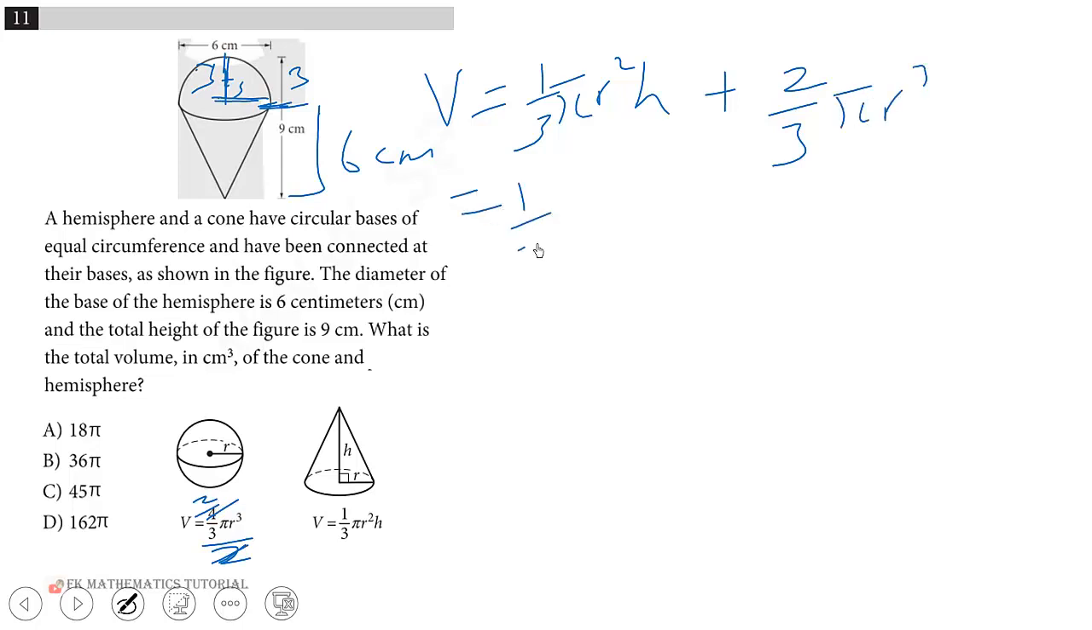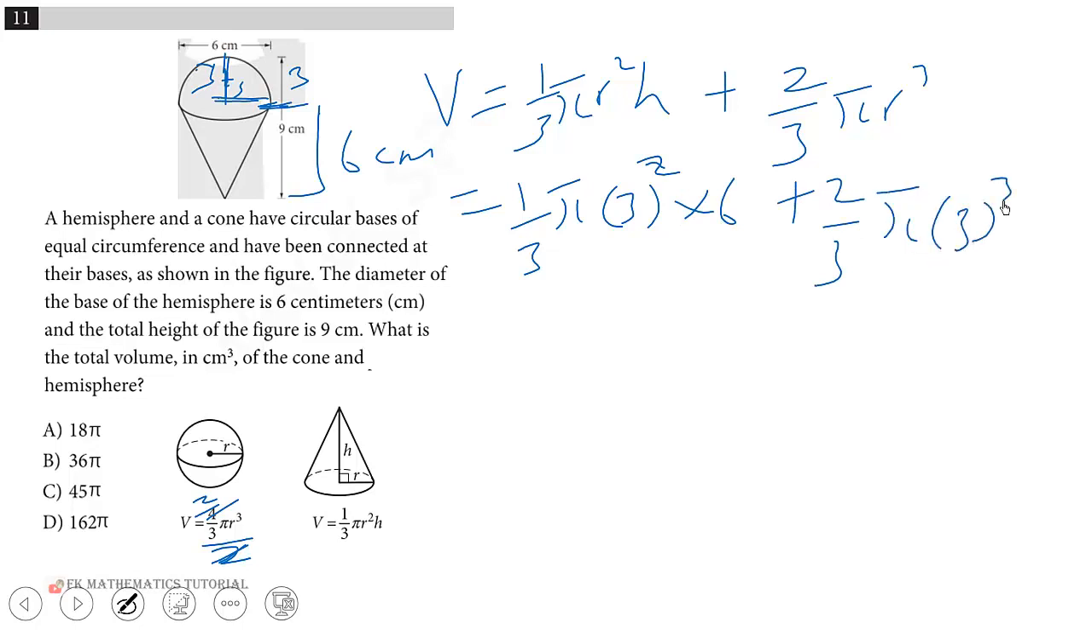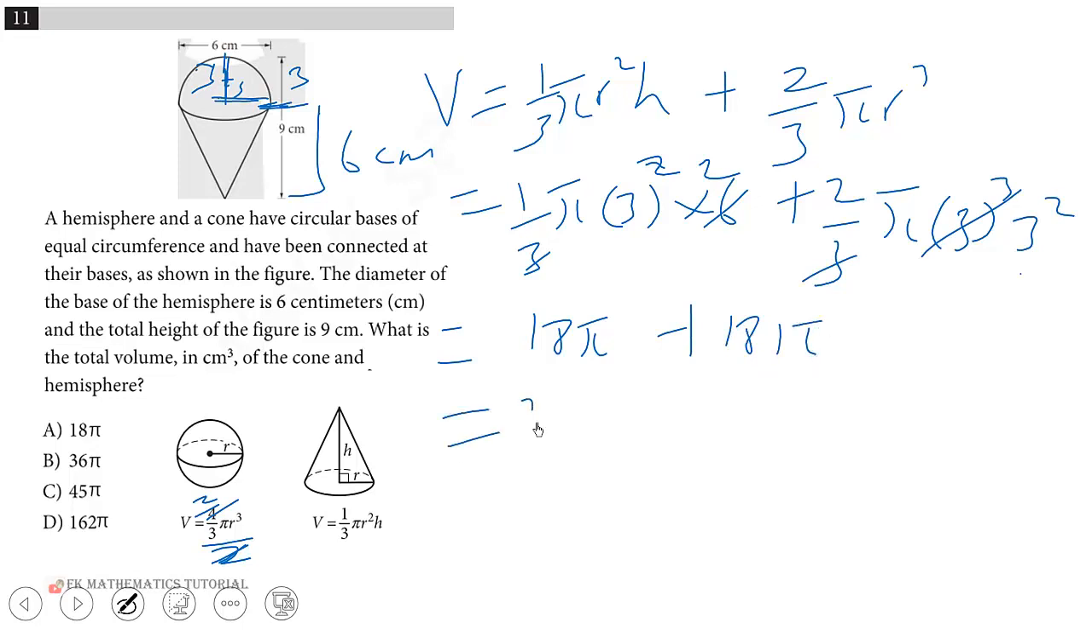So let's substitute the values: 1 over 3 pi times 3 squared times the height 6, plus 2 over 3 pi times 3 cubed. So the 3 goes into the 3 squared, leaving 2 times 9, which is 18 pi. Then 3 goes into 3 cubed, leaving 3 squared times 2, which is 18 pi. So 18 pi plus 18 pi will be 36 pi. So the correct answer is this.